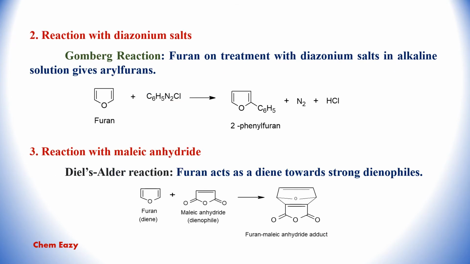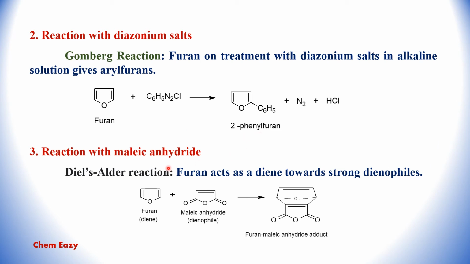Next one is the reaction of furan with diazonium salts. This reaction is called the Gomberg reaction. In this reaction, furan is treated with diazonium salt in alkaline solution and produces aryl furans. In this example, furan with benzene diazonium chloride gives 2-phenyl furan.